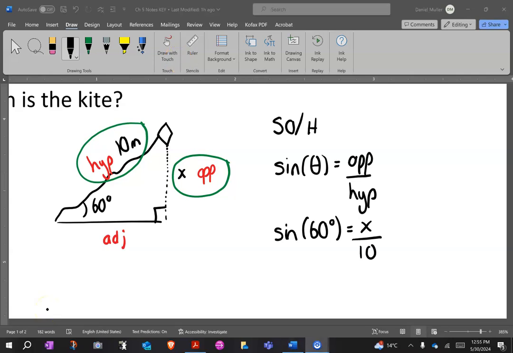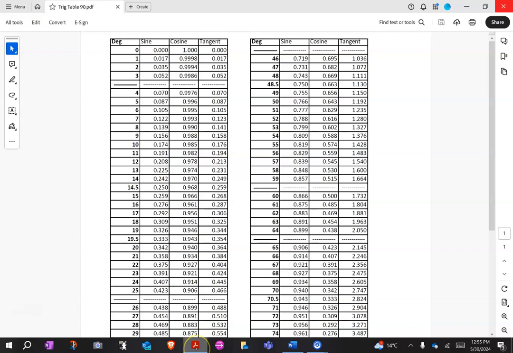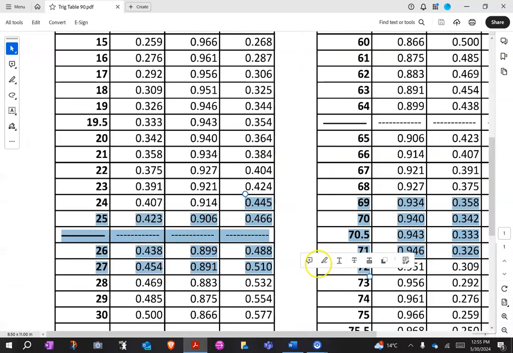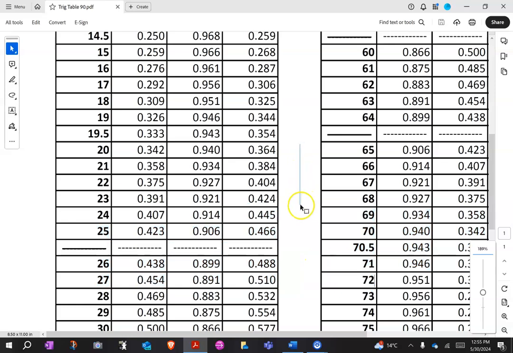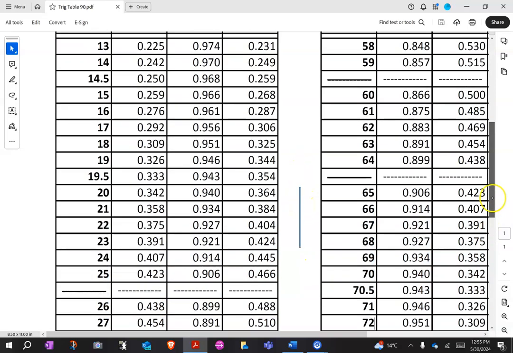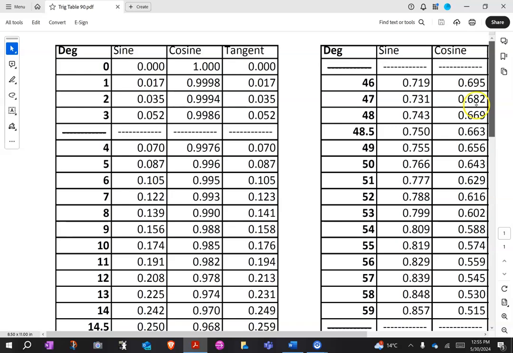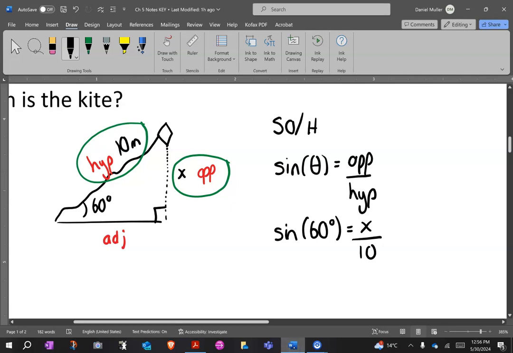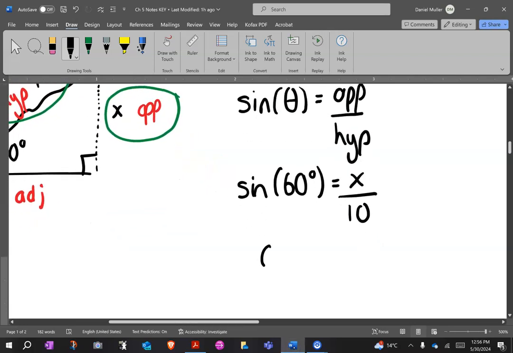So sine of 60, we're actually going to have to go and take a look. Sine is up here, in our first column: sine, cosine, tangent. Okay, so now I've got to go to 60. So I'm going to be coming down here, 59. What is sine of 60? 0.866. So 0.866 equals x over 10.